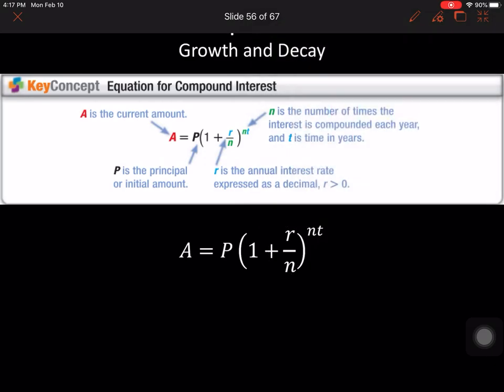So let's start off with P. P is the principal amount, okay? So to give you a little background, principal is the initial amount or the initial investment, okay? So principal is what we start with. R is still going to be a rate. Specifically, it's going to be the interest rate. And we're going to express that interest rate as a decimal again. So no percents here. We've got to take that percent and turn it into a decimal.